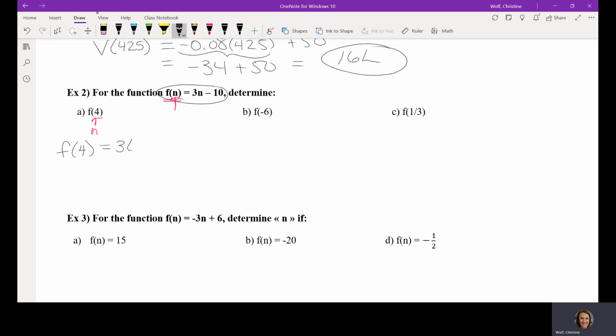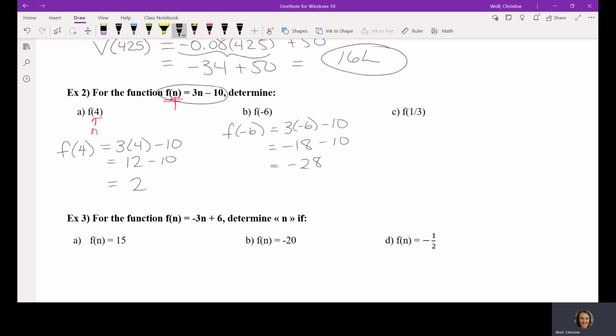So where you see the n on this side, you also replace it with 4. That becomes 12 minus 10, and that becomes 2, and we're done. So this function equals 2 when n is 4. That's what that means. F of -6. So now I'm going to replace that n on the right-hand side with a -6. So it's 3 times n, but that's actually -6 now minus 10. Well, 3 times -6 is -18. You take away 10 more and you get -28.